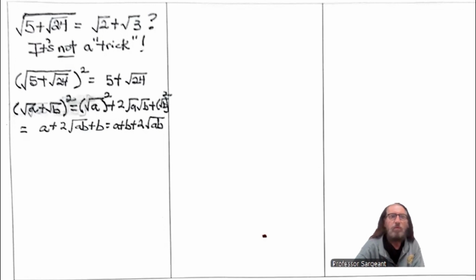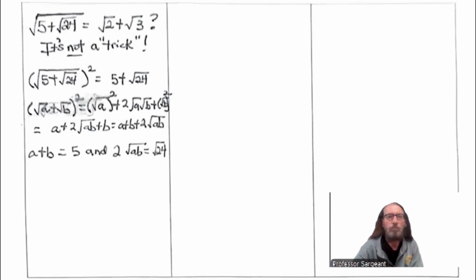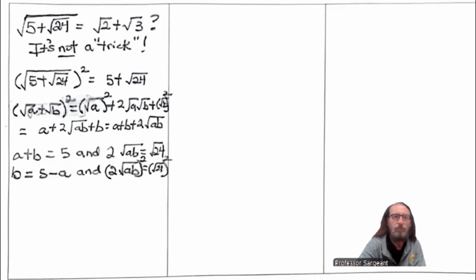So let's set a plus b equal to 5, and 2 times the square root of ab equal to the square root of 24. And we're going to solve this system of equations. We're going to put this all in terms of a, though, by first subtracting a from both sides to isolate b in the first equation.